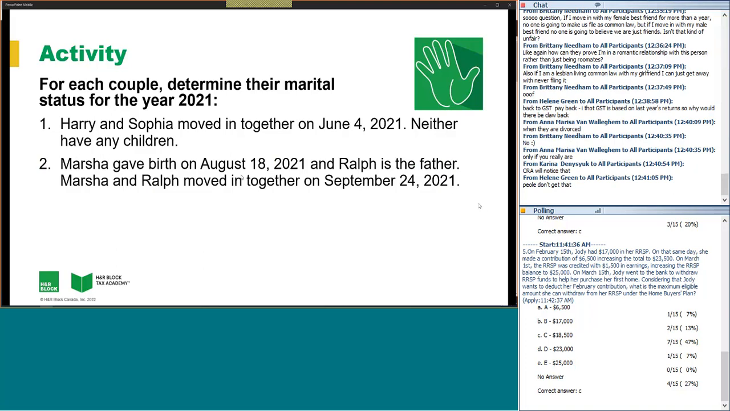All right, let's try some more. So let's see. We've got Marcia. Marcia gave birth on August 18th, 2021. Ralph is the father. They moved in together on September 24, 2021. What will their marital status be at the end of the year? So what will they file for 2021?